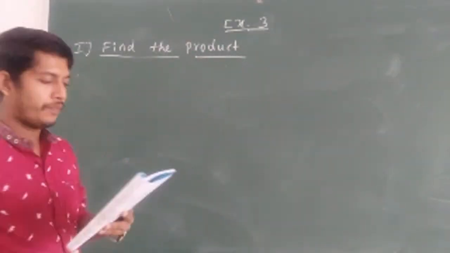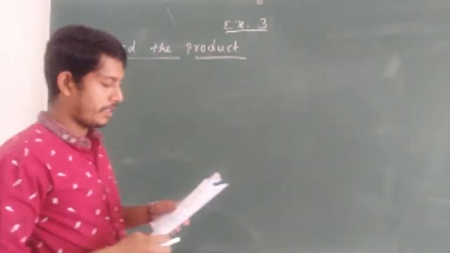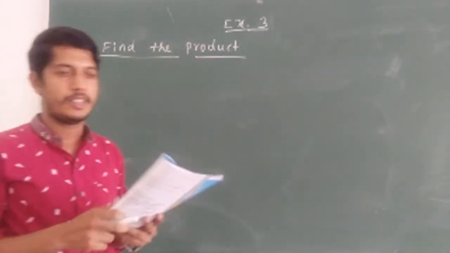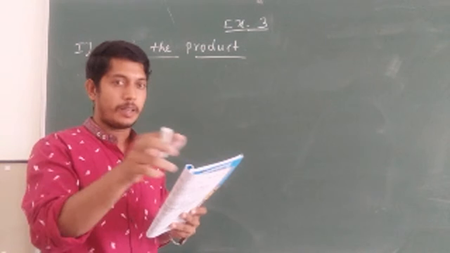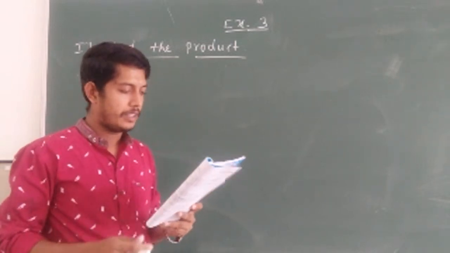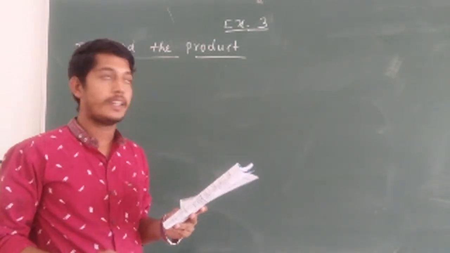And then the fifth problem is for your work, that is a plus b plus c into abc. Comment with the answer fast. Okay. And the next one, find the product.